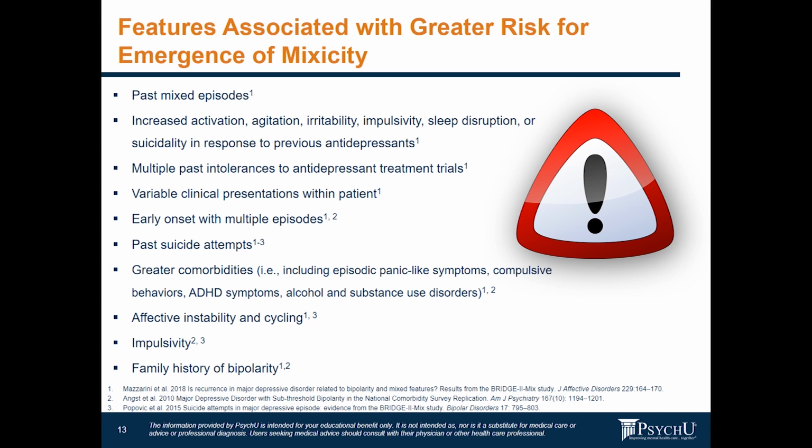Certainly past affective instability, cycling, impulsivity, and as we mentioned before, family history of bipolarity, but also included with that is family history of completed suicide attempts, or just highly recurrent treatment-resistant affective illnesses of any type, whether it be bipolar or unipolar.